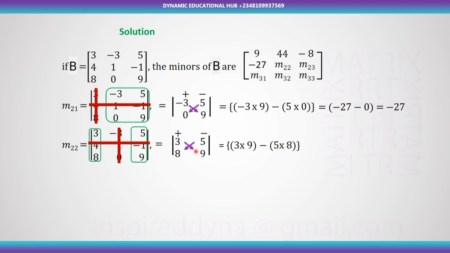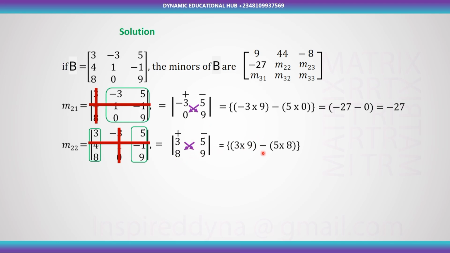Let me show you this. You start from this. Many students used to do this: they will multiply 8 by 5, then subtract 3 multiplied by 9 from it. No. You move from the left diagonal. So that's how to find determinants.